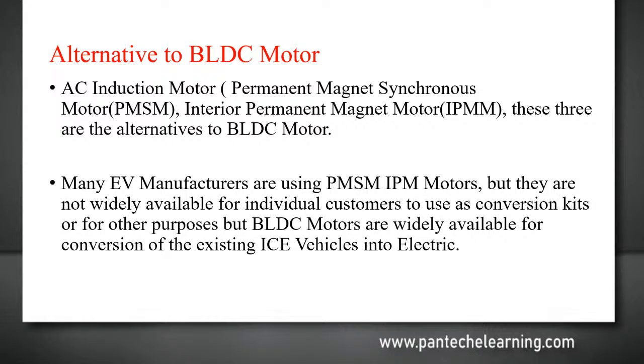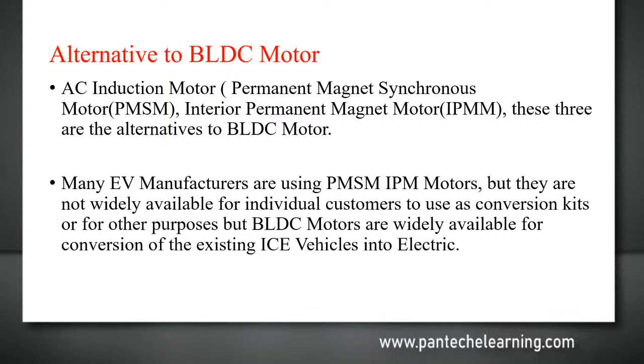So all the people are preferring brushless DC motors. Then you may have a new idea: what is the alternative to the BLDC motor? AC induction motors, permanent magnet synchronous motors and interior permanent magnet motors. These three are the alternatives for BLDC motors. But most EV manufacturers do not make them widely available. These types of motors are not available individually to individual customers for conversion kits or other purposes.